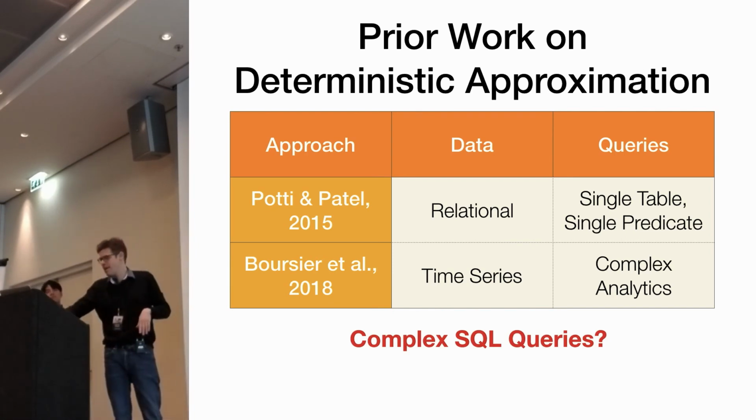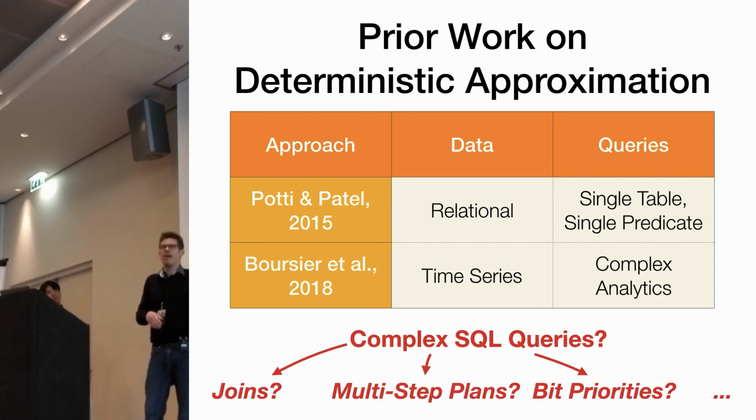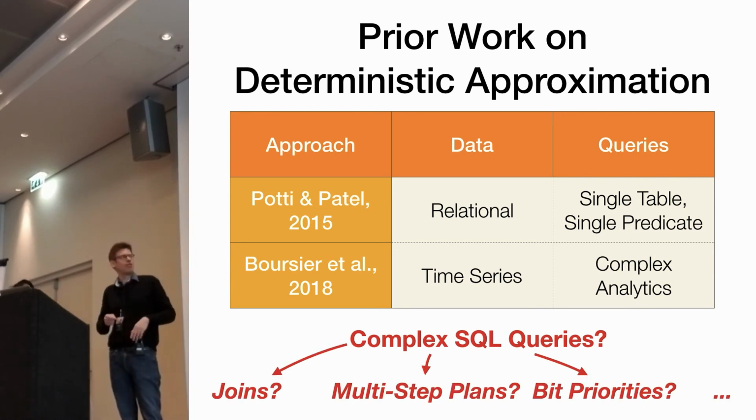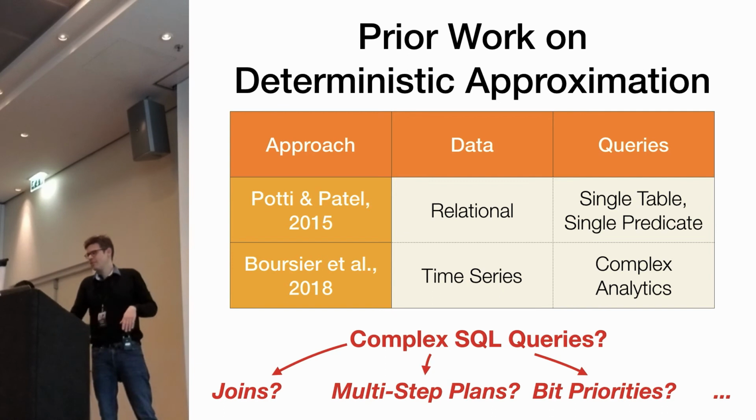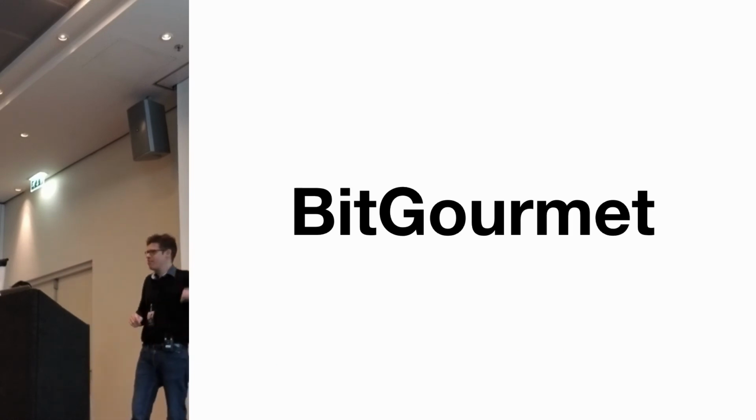And in order to get there, we have to look into problems like how do we execute joins in this scenario, how do we connect multiple operations in a multi-step plan, or how do we prioritize between different bits from different tables. We address those challenges in BitGourmet.